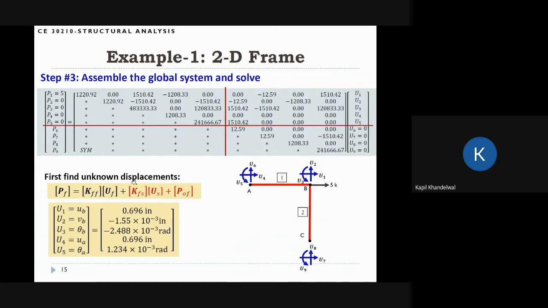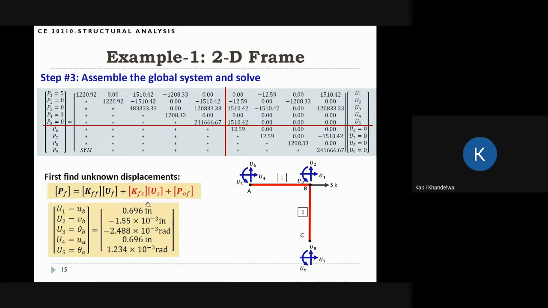KFS US plus POF, and this portion is actually 0 in this case. I showed you in red just to emphasize that these terms are not there. So we just do the KFF inverse multiplied by PF, and that's what we will get for our answer. If we solve the problem, this is the answer we will get.